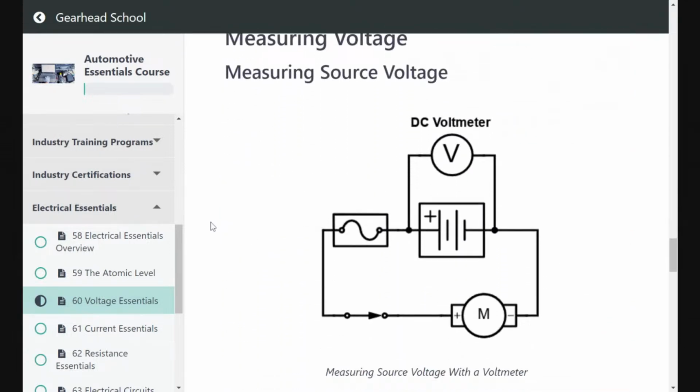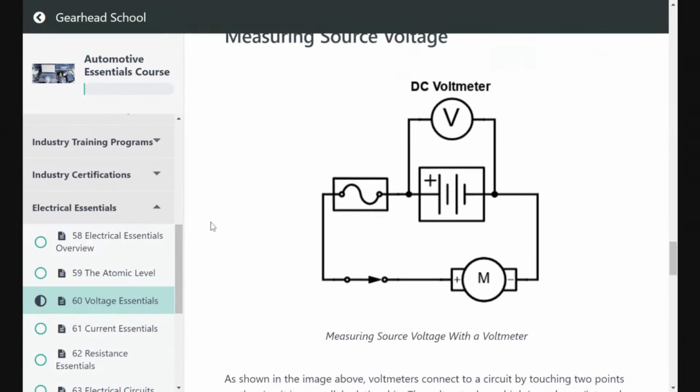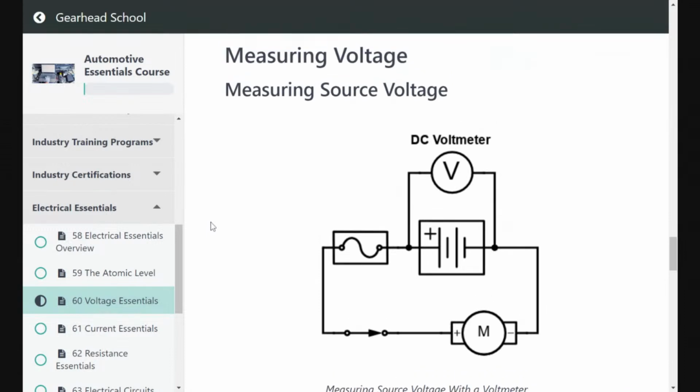Now we're looking at schematics, and we're going to talk about measuring voltage. Remember, this entire lesson is on voltage. I have another lesson tomorrow night on current, and another lesson the next night on resistance. Voltage is measured by a voltmeter, and we're really just skimming this information. There are lessons in this course on meters and how they're used.